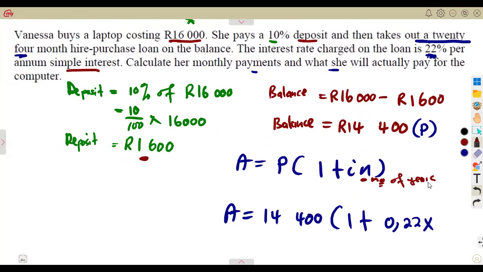Number of years. So 24 months is how many years? So that is the question. You have to divide by what? By 12. So this is simply 2 years. So the N that you're going to use is the number of years.